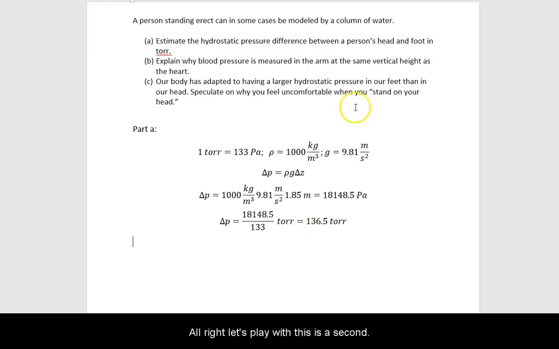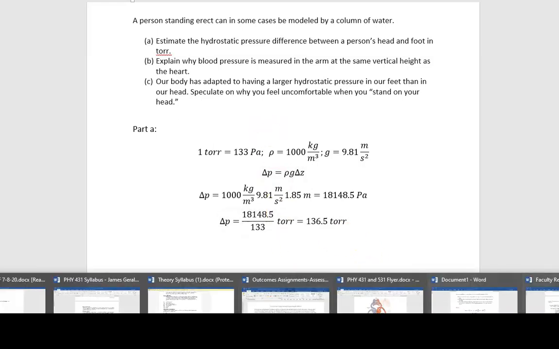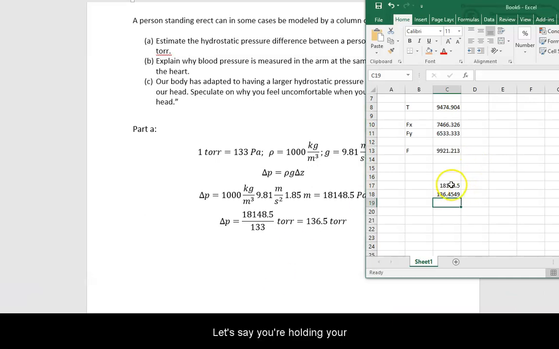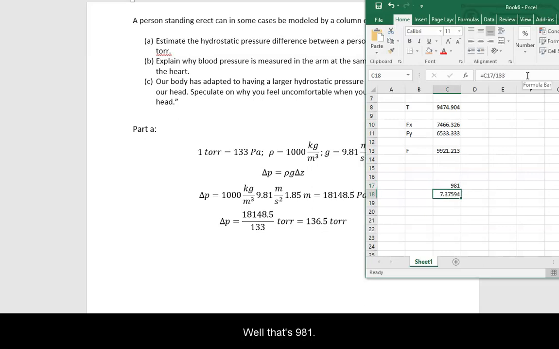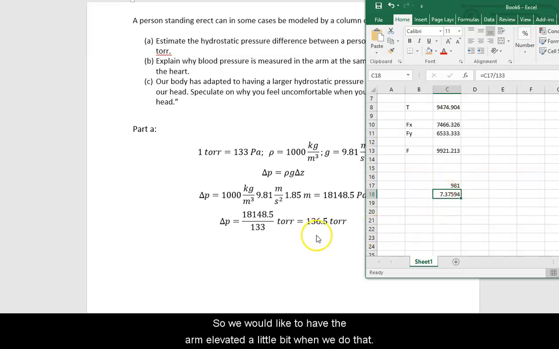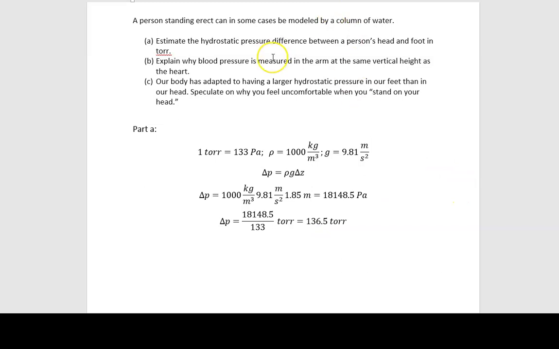All right, let's play with this a second. Let's say you're holding your arm down below your heart, and they're taking the blood pressure just 10 centimeters down. Well, that's 981 pascals or 7 torr. That might be a significant difference in trying to measure this, right? So we like to have the arm elevated a little bit when we do that.